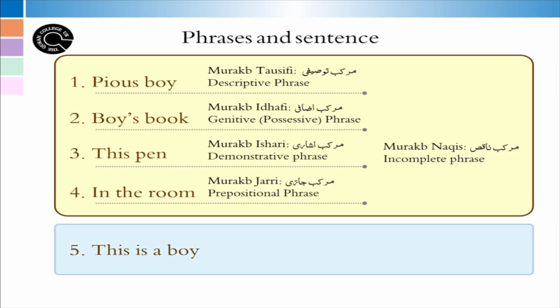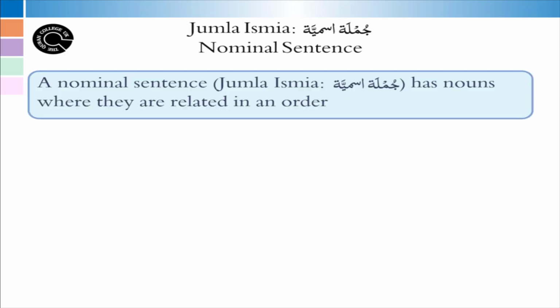In the fifth and last example, the phrase makes complete sense, where Ism Ishara or demonstrative pronoun is used to point to a boy. Phrases with complete sense are categorized as Murakkab Tam or complete phrases. A complete phrase where only nouns are used is called Jumla Ismiya or nominal sentence. A nominal sentence is therefore a sentence with nouns, and the nouns are related in an order.